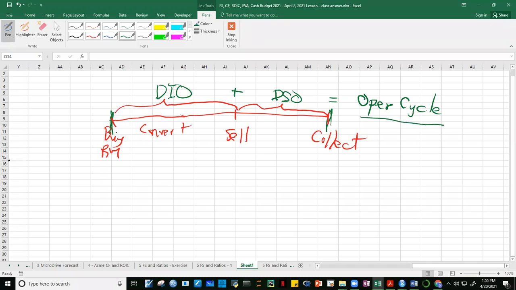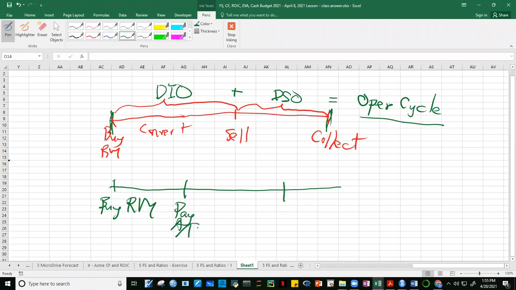Okay? How many days does it take you to buy raw materials, convert to finished product, sell the goods, and then collect on your accounts? That's your operating cycle. Okay. And then this one, sabihin natin, this is buy your raw materials. Tapos, ito natin lagay, for example, and then pay your payables. Pay your AP.